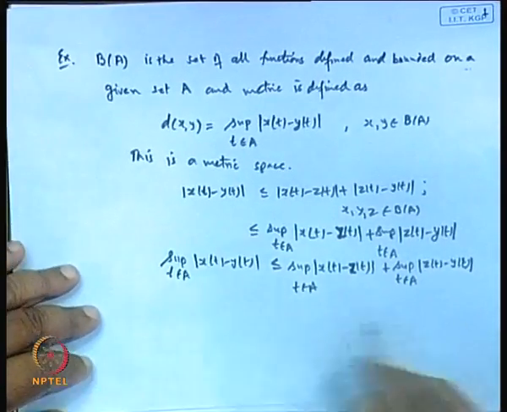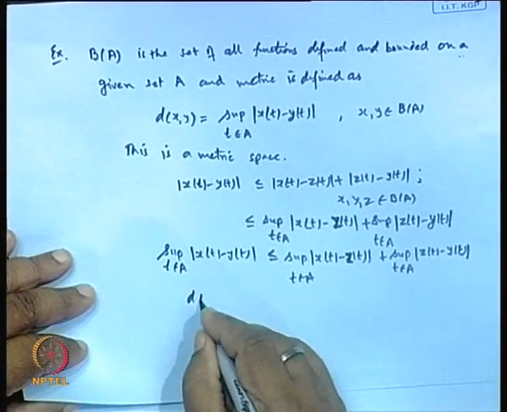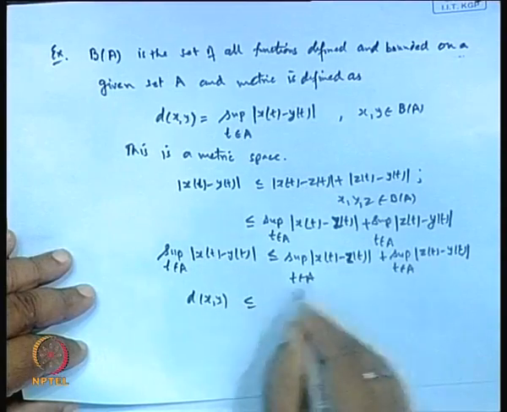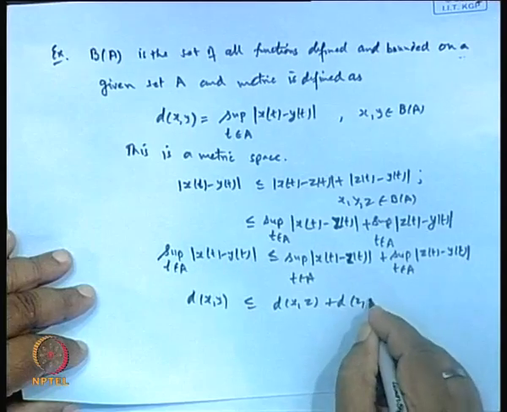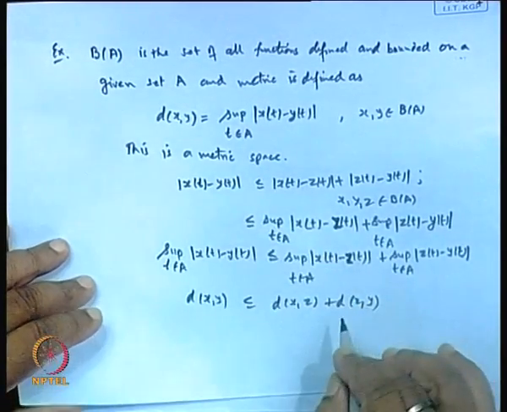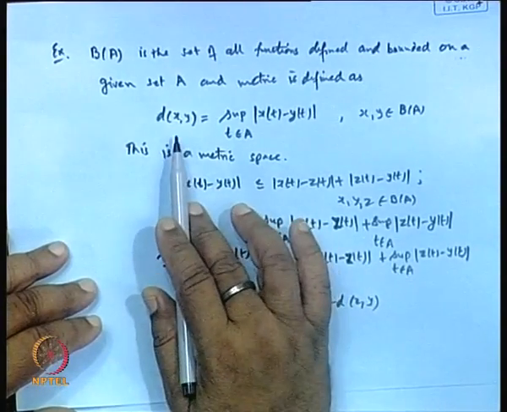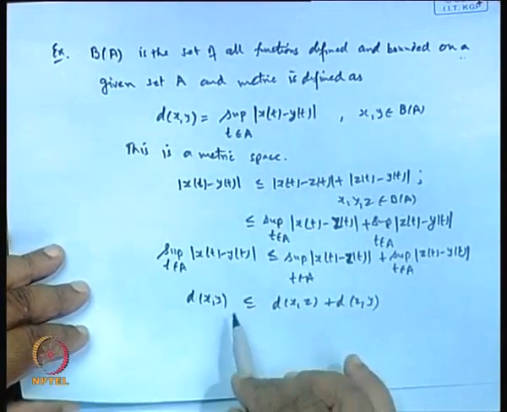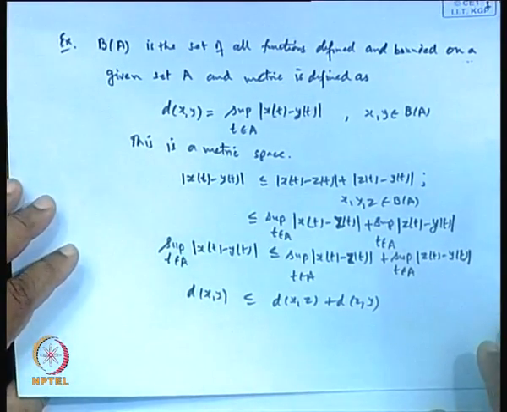Now, this is basically the distance between x and y, this is the distance between x and z, and this is the distance between z and y. So, the triangular inequality is satisfied for this function d. Therefore, B of A will be a metric space. So, this will be the class of all functions which are bounded.